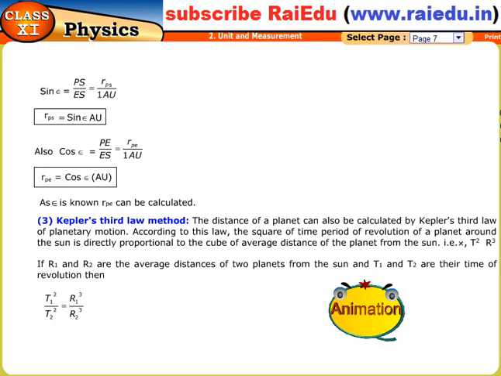RPS equals sin E AU. Also, cos E equals PE upon ES, which equals RPE upon 1 AU. RPE equals cos E AU. As E is known, RPE can be calculated.